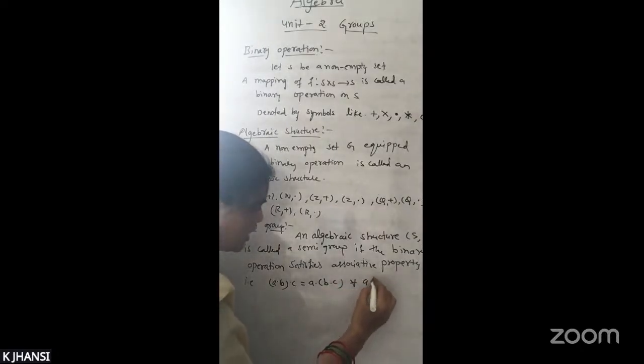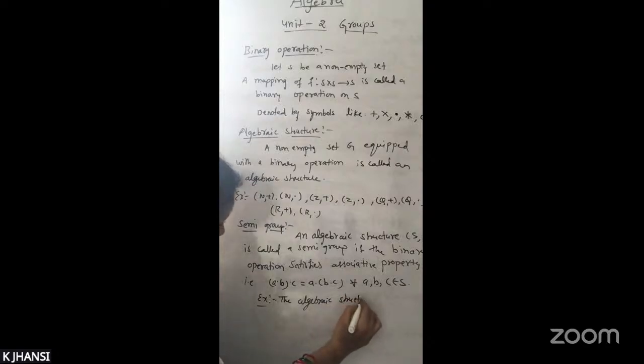What is the associative property? That is (A·B)·C equals A·(B·C), for A, B, C belonging to S. With respect to the dot operation, if it satisfies this, then it is called a semi-group. Some algebraic structures become semi-groups, and some do not. You can take examples here.